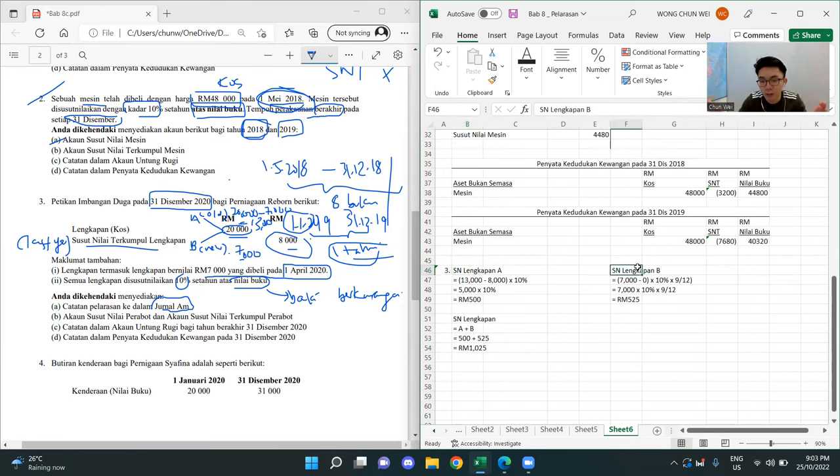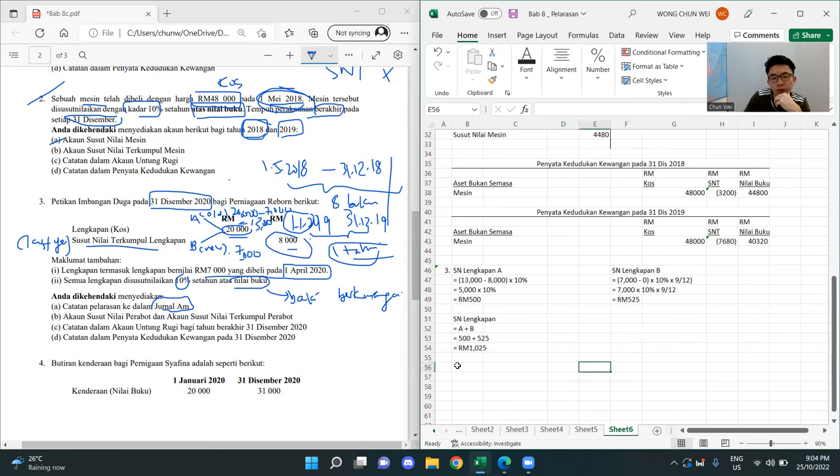Why we have to calculate separately? Because of the date. This one, I have the times 9 over 12. This one, I don't need. Okay. Are you guys following? If yes, please type F in the chat box if you are following. Okay. Right, so now you get your 1025.